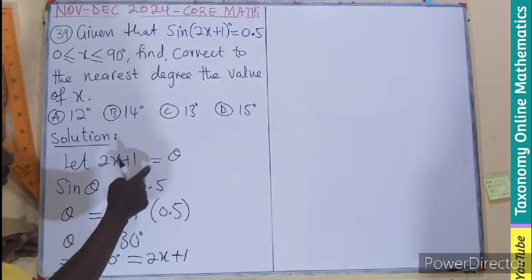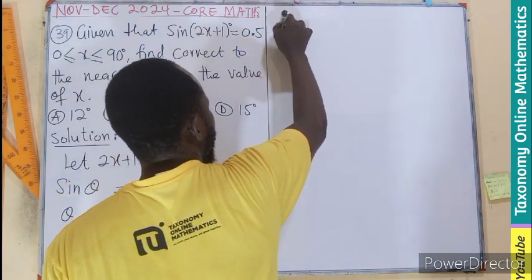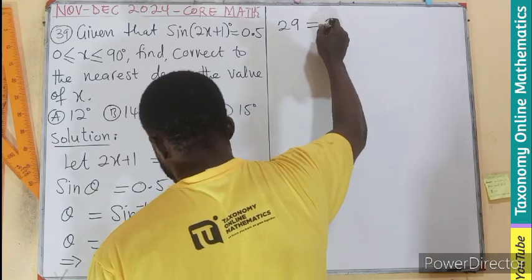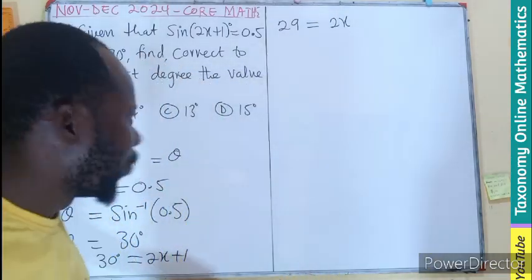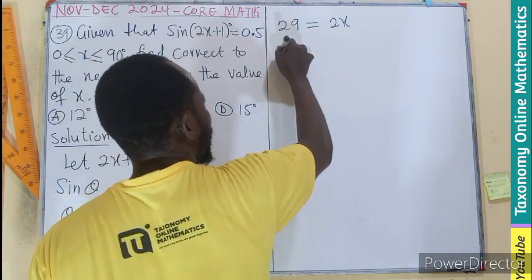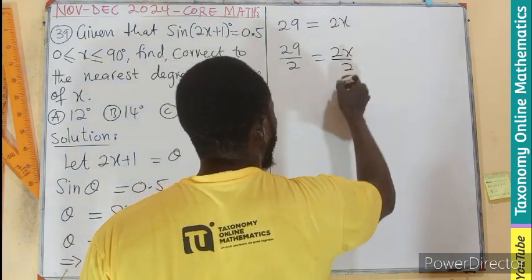So this also implies that 30 degrees is the same as 2x plus 1 from here. Theta is this, theta is this, so we can equate the two. We have to bring this one here, making it 29 equals 2x. But I'm looking for the x, which we are asked to find. So 29 over 2, 2x over 2.